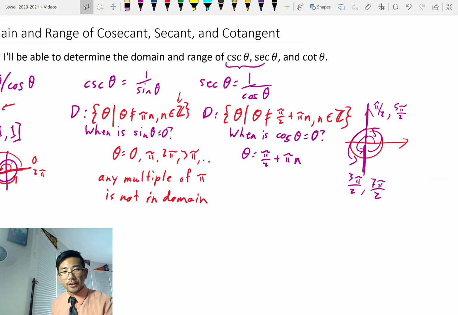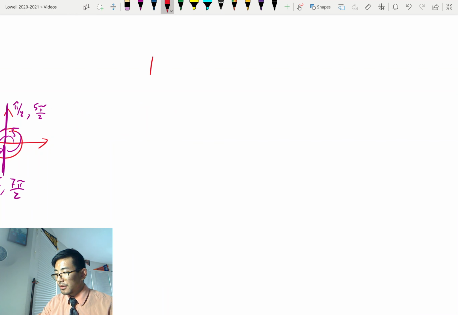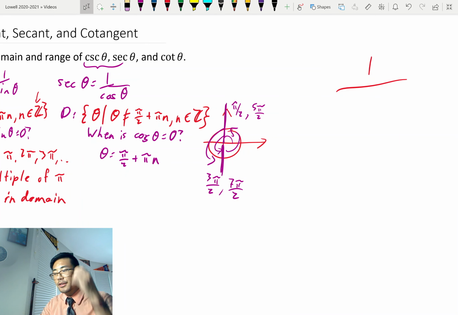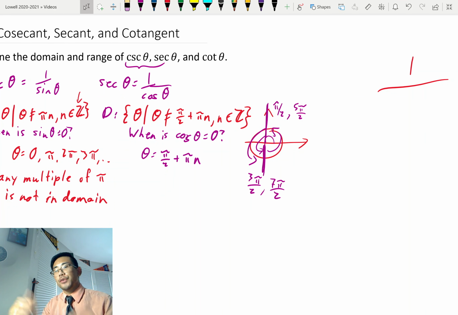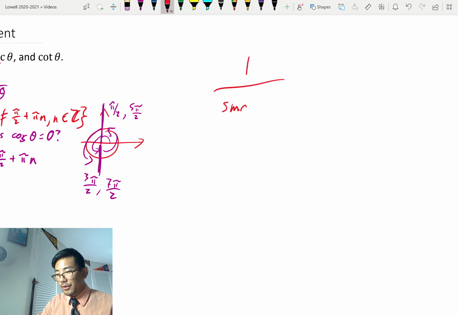The range is going to be a little funky, but it's not too bad. Remember, the range of sine and cosine is from -1 to +1. Let's think back to the fact that this is a fraction. In general, you'd start off with some number 1. In this case, secant and cosecant are 1 over cosine and 1 over sine. If I have a small number, and when I say small, I mean close to 0, the result is a big number. This is general, right?